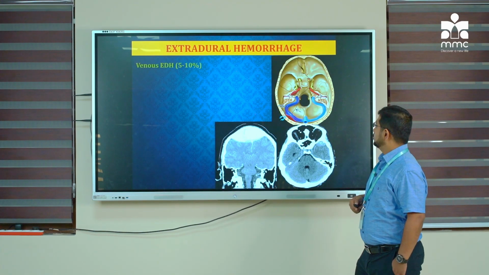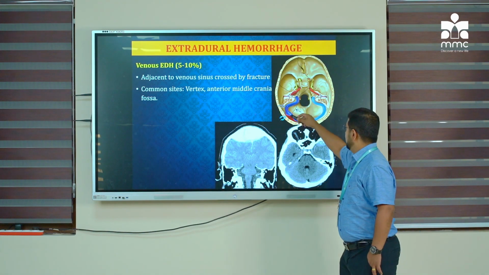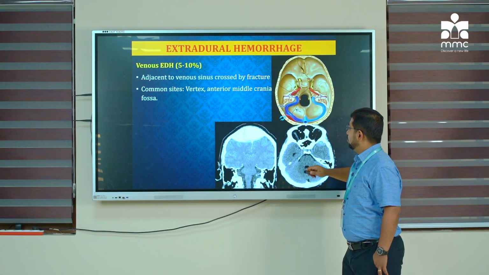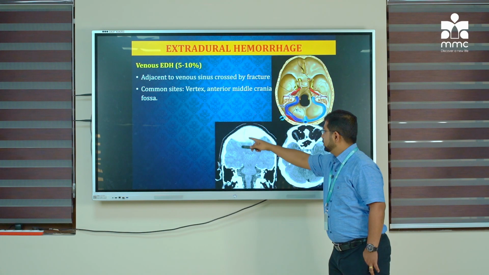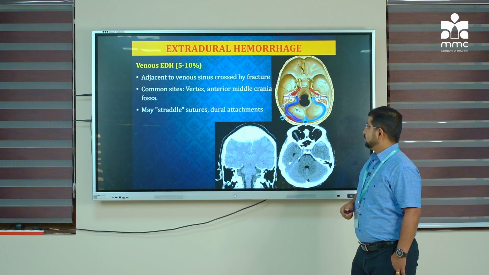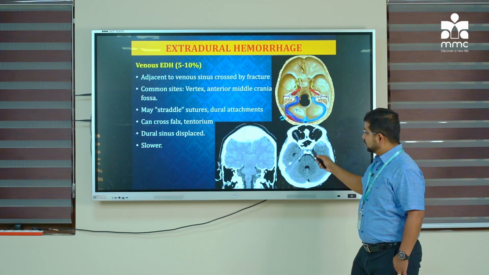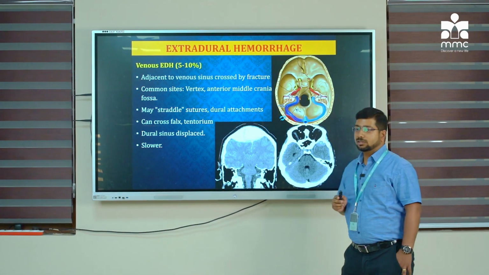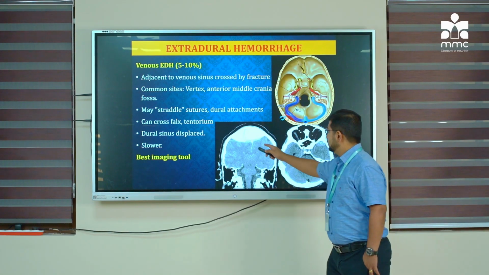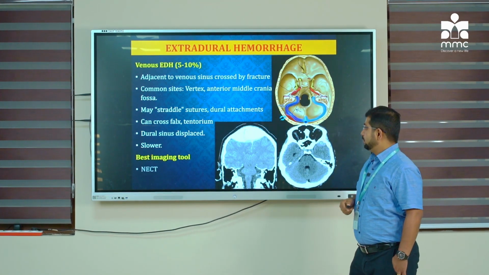So extradural hemorrhage can be venous in 5 to 10% when there is a fracture line which is crossing the dural sinuses. We can see these are the transverse and sigmoid sinuses here. Or if it is crossing the superior sagittal sinus, we can have an extradural hemorrhage in the vertex. So extradural hemorrhage can cross the falx and tentorium cerebelli. This is because I am going to tell you about SDH, where it cannot cross the falx. If it's above the dural sinuses, the extradural hemorrhage will be compressed inside, and CT is the best imaging tool.